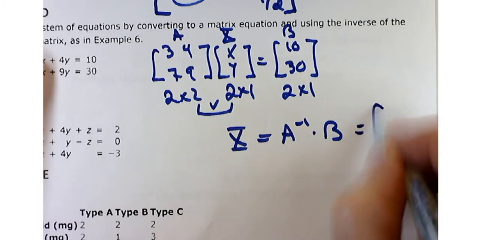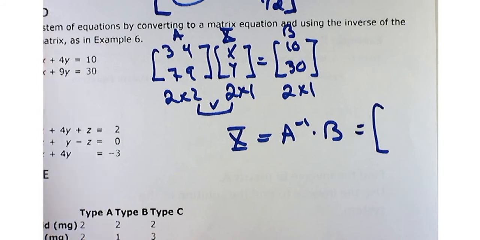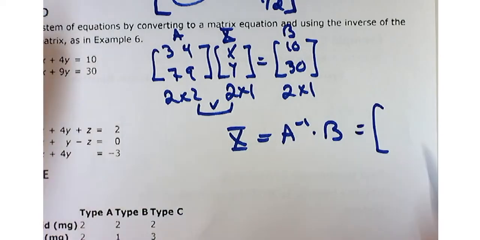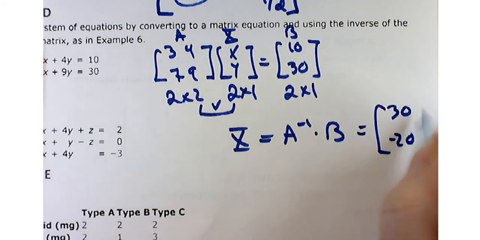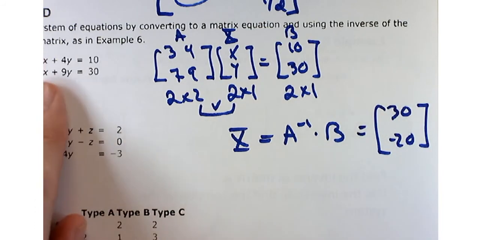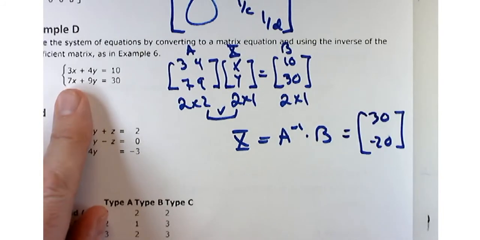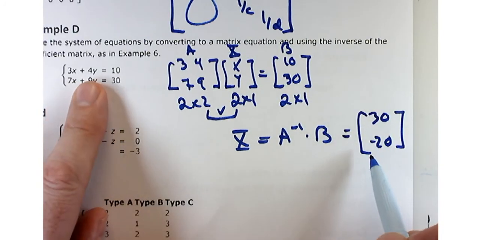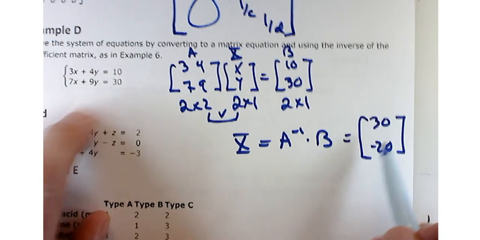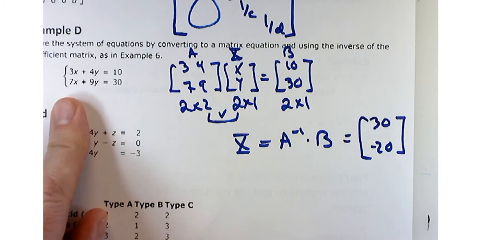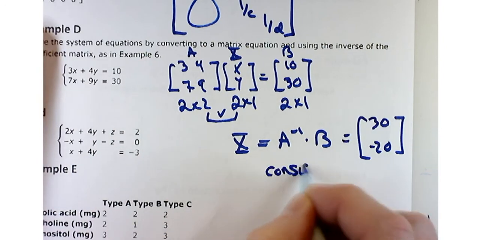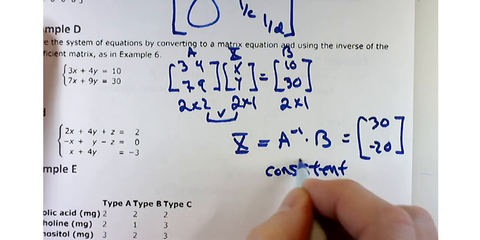So, what are we getting? Was it 30, negative 20? Yep. 30, negative 20. That should check back in the original equation. 3 times 30 is 90, plus 4 times negative 20 is negative 80. 90 and negative 80 gives me 10. And likewise, it'll check in the bottom one as well. Ooh, that makes this consistent and independent.